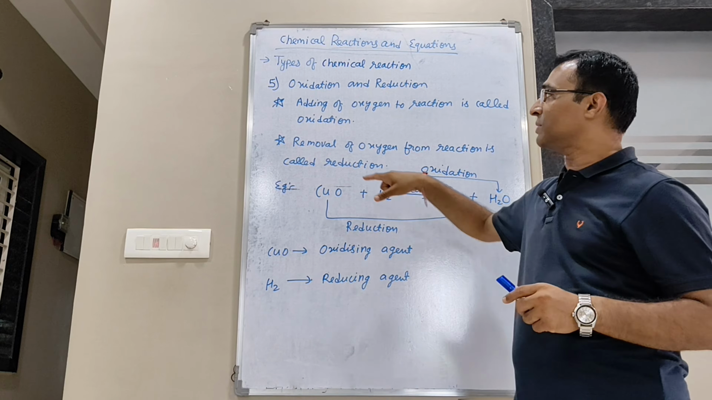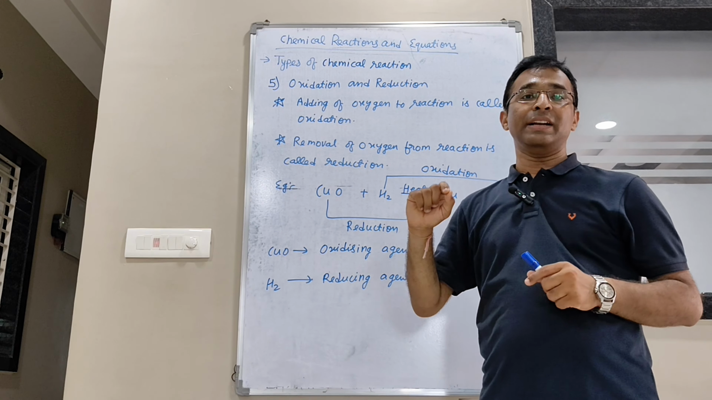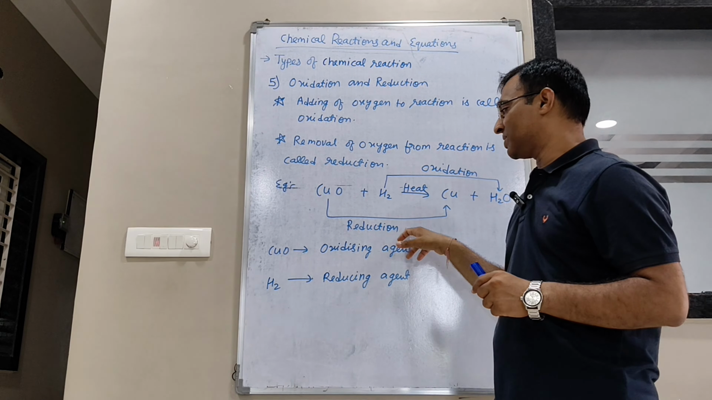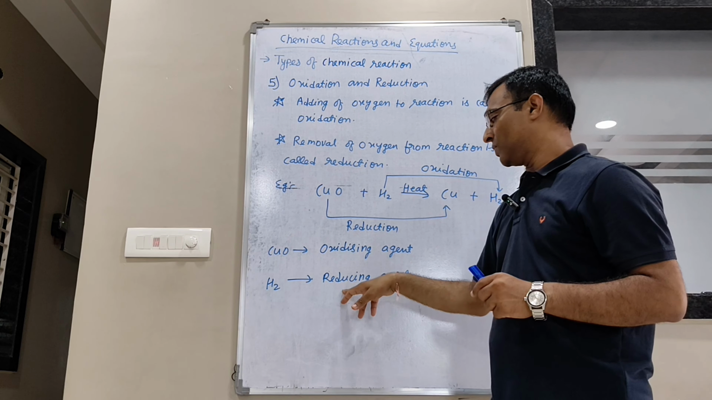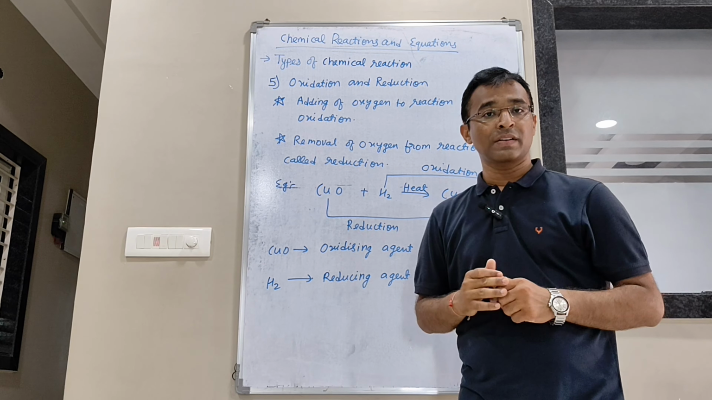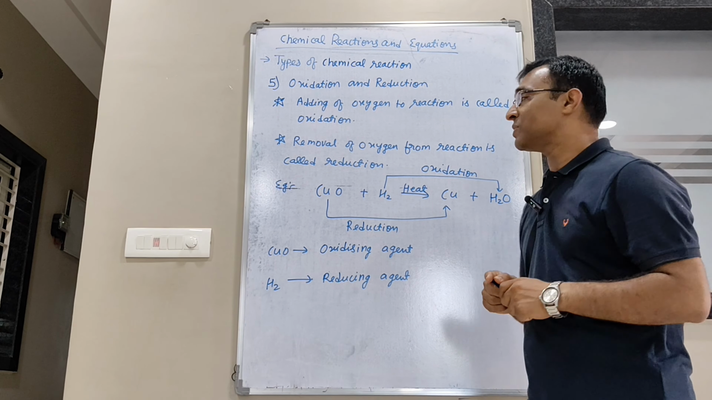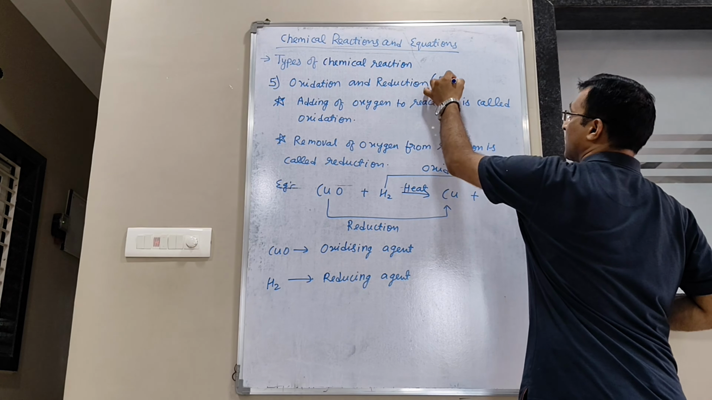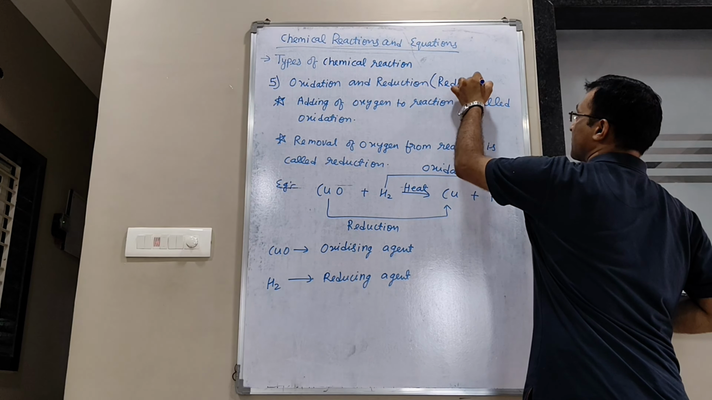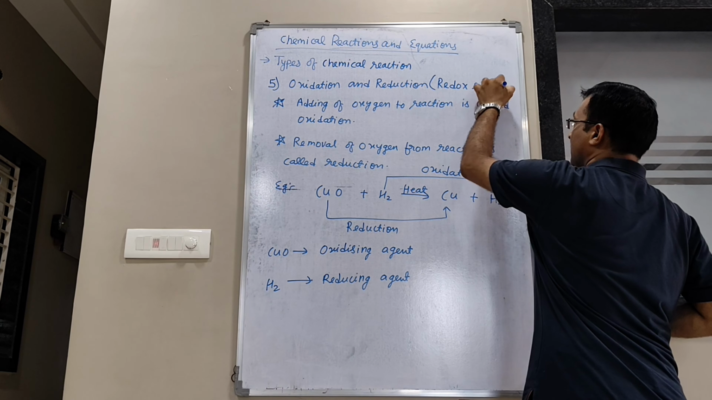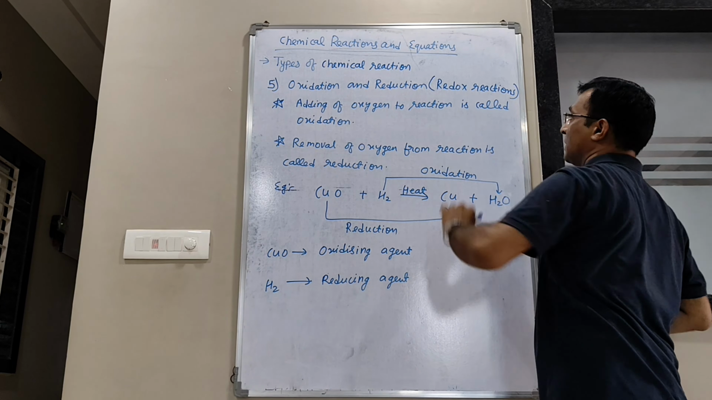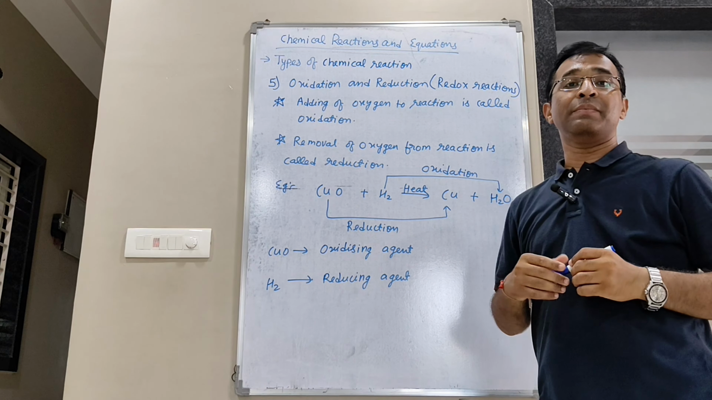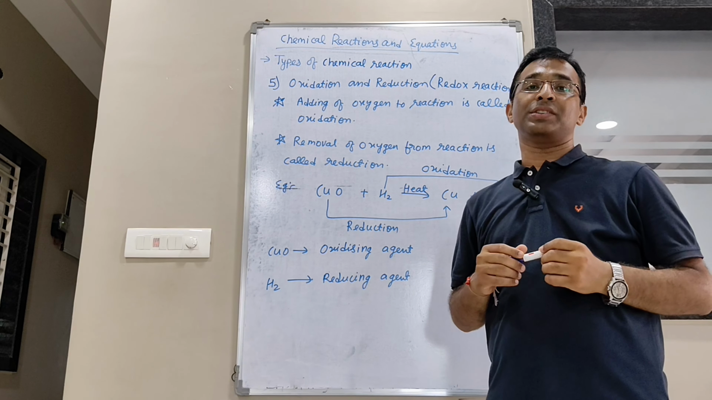So there are four terms which need to be correctly understood in an oxidation reduction reaction. First is oxidation, second is reduction, third is oxidizing agent, fourth is reducing agent. One more important point: sometimes oxidation reduction reactions are also known as redox reactions. If you come across redox reaction while reading the book, that means oxidation and reduction reaction only.